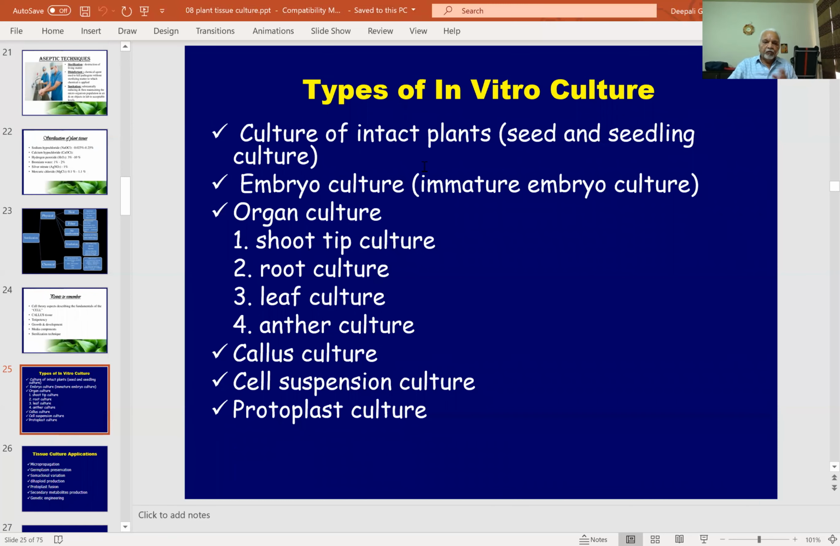So, following these techniques, all this has been achieved. Culture of intact plants, seed and seedling cultures, embryo culture, organ culture, shoot tip, root, leaf cultures, anther culture, callus culture, cell suspension culture, protoplast culture. So all these things have been achieved. When I say that, there are plants where all this is possible. You can regenerate protoplast, you can regenerate anther, you can do shoot culture, root culture, leaf culture. Theoretically, yes, we should be able to achieve this in all plants.